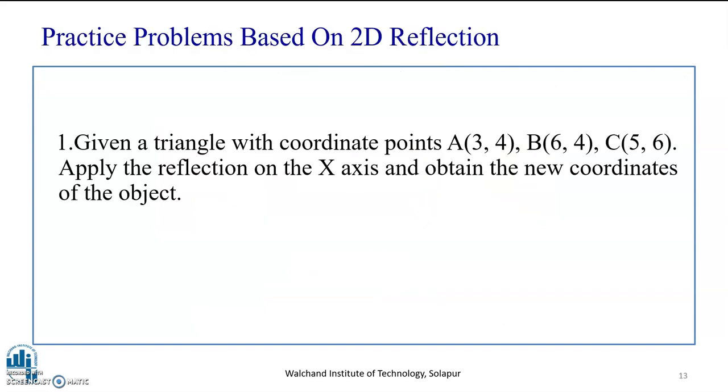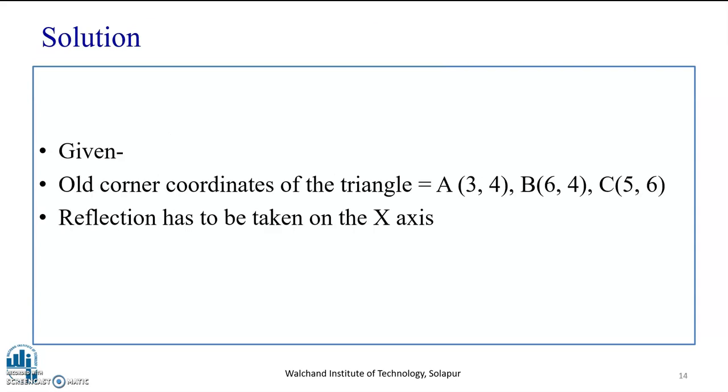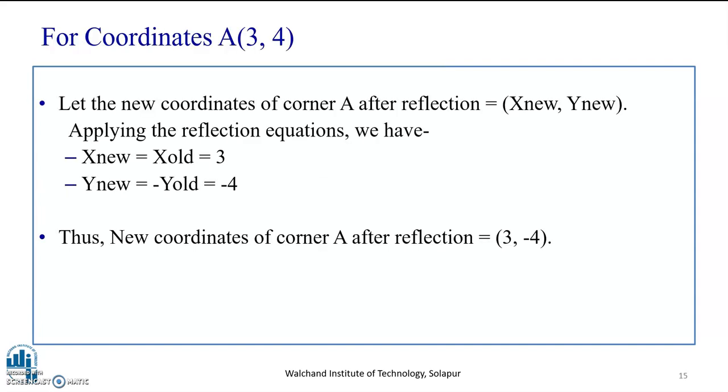Now we move ahead with the practice problems based on 2D reflection. Given a triangle with coordinate points A (3, 4), B (6, 4) and C (5, 6), we apply the reflection on the x-axis and obtain the new coordinates of the object. So, here we are given a triangle ABC and you are expected to apply the reflection along the x-axis. By applying the equation to the old triangle coordinates ABC, the reflection has to be taken on the x-axis. So we apply the formula here.